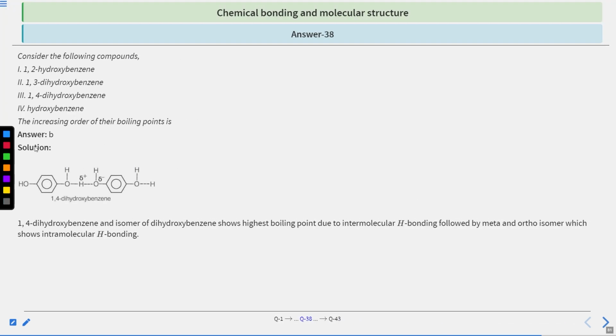Okay, so the correct answer will be option B. And you can see here the diagram of 1,4-dihydroxybenzene. 1,4-dihydroxybenzene, an isomer of dihydroxybenzene, shows the highest boiling point due to intermolecular hydrogen bonding, followed by meta and ortho isomers, which show intramolecular hydrogen bonding. Hence, option B and the order present in option B is the correct one.